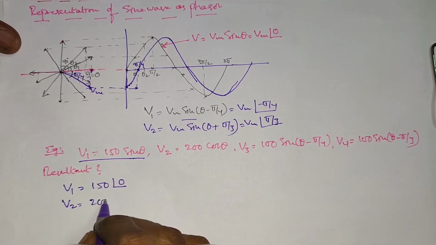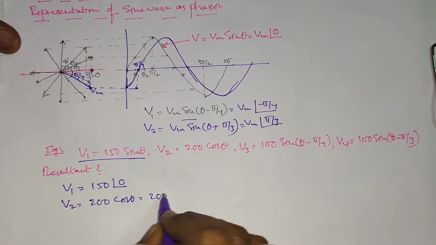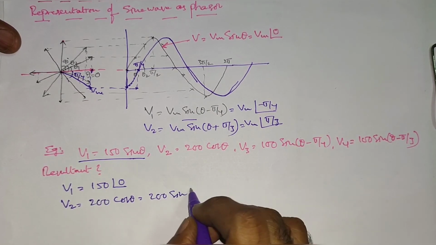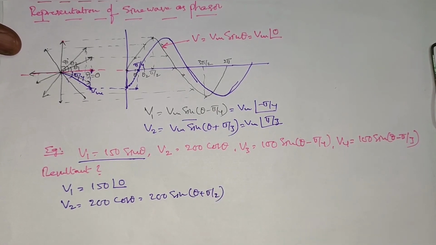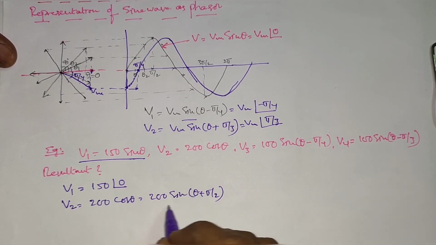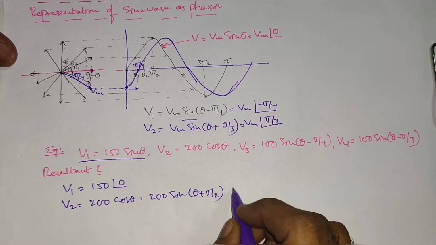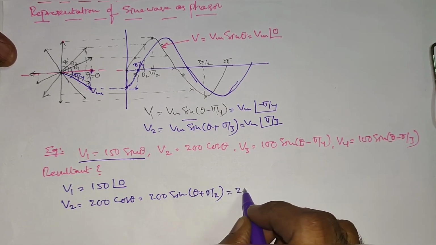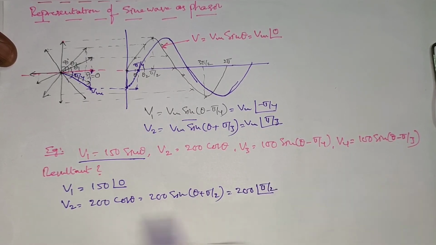So I am writing this as 200 cos theta, which is equal to 200 sin of theta plus pi by 2, because sin of pi by 2 plus theta is equal to cos theta. We should not consider here pi by 2 minus theta, because theta cannot have the negative value. So it is equal to 200 sin of theta plus pi by 2. So now this can be represented in polar form as 200 at an angle of pi by 2.